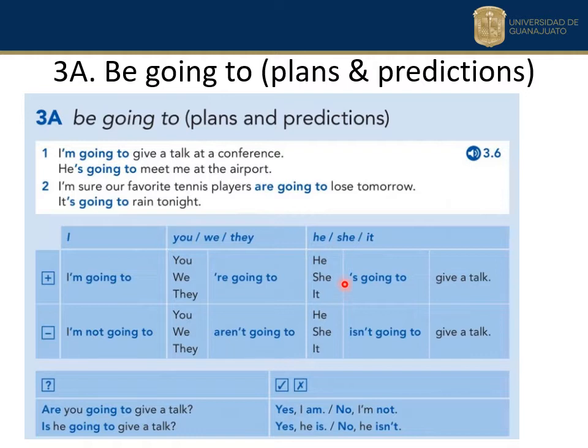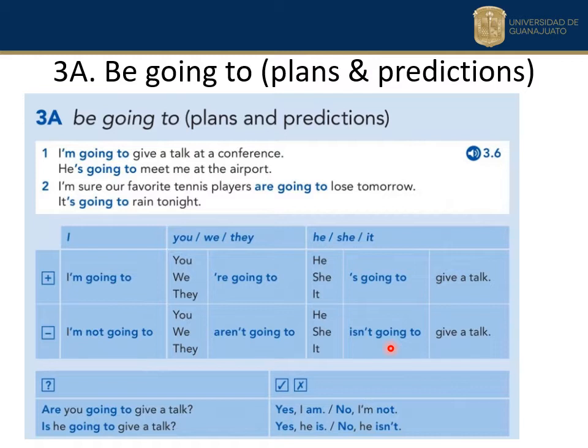Tercera persona, he, she, it. Sería la contracción con la S. He's going to, she's going to, it's going to. Si es en negativo, la contracción de N apóstrofe T. He isn't going to, she isn't going to, it isn't going to.